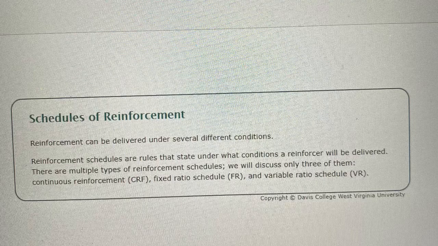Schedules of reinforcement. Reinforcement can be delivered under several different conditions. Reinforcement schedules are rules that state under what conditions a reinforcer will be delivered.